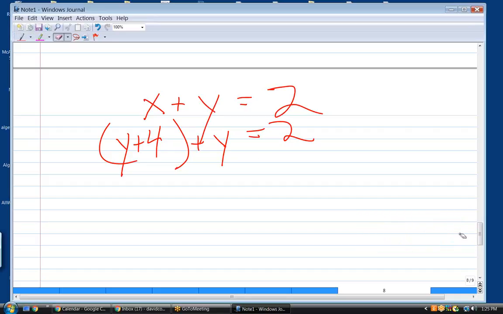So can I just erase those parentheses? Yes, I can. The only reason I put them in there in the first place was to make the problem more understandable as to what I was doing. In other words, I was substituting for x, so I put parentheses around it, because that's what x was equal to. But when I go to the next step of the equation, those parentheses aren't needed. So now what? Solve from there.